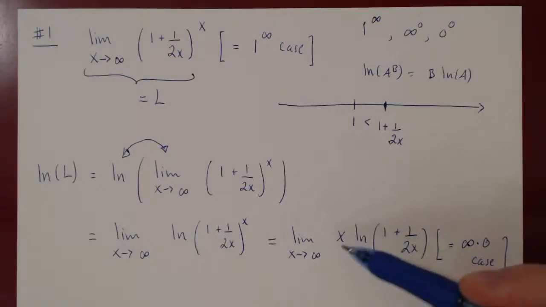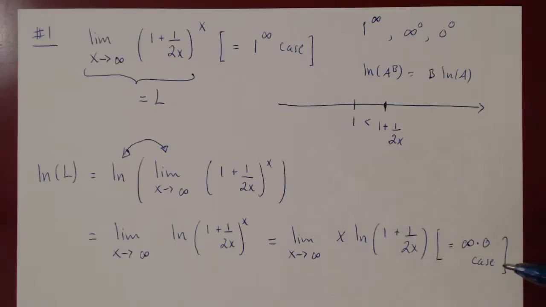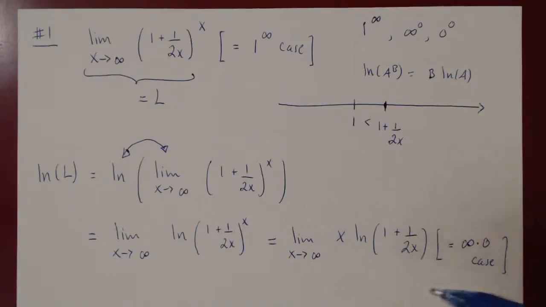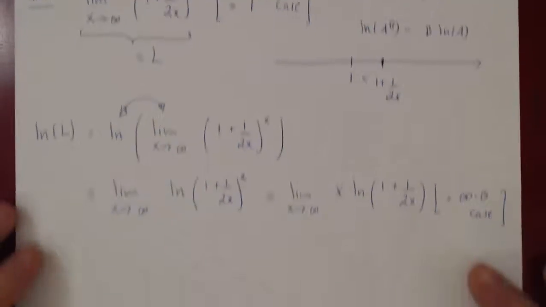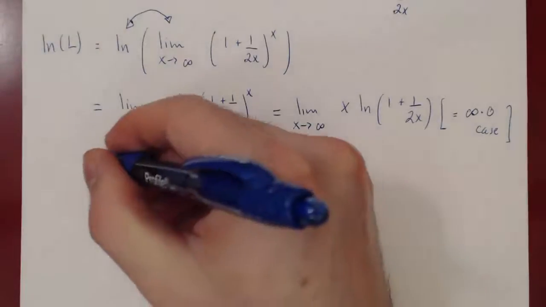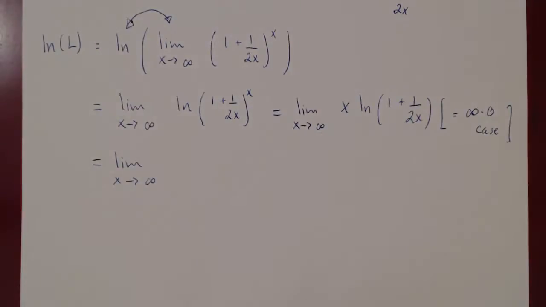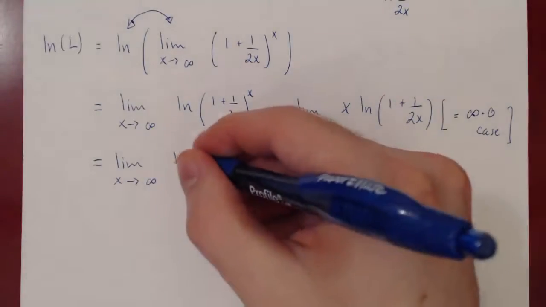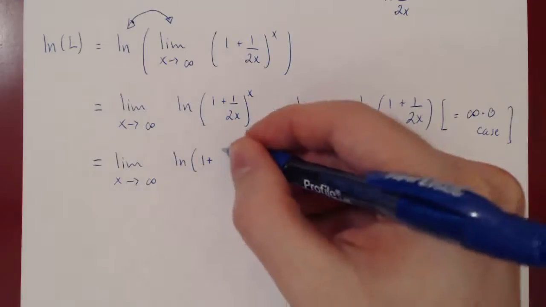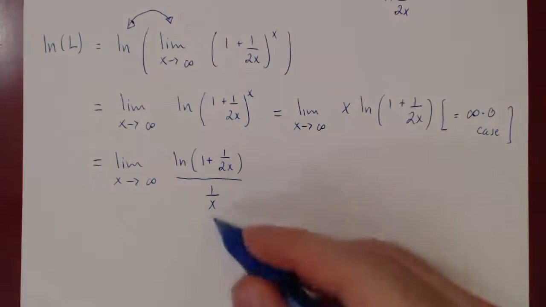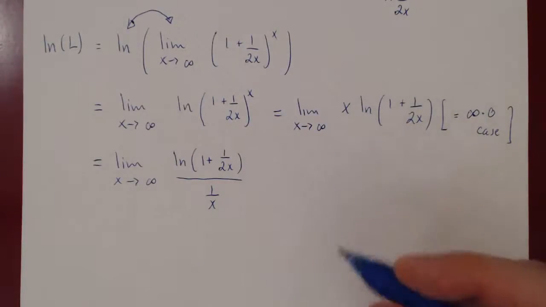We can send either term down, and then we'll be able to use L'Hopital's rule because we'll get either an infinity over infinity case or a 0 over 0 case. The rule of thumb is send the simpler term down, so we won't send the ln down, but we'll send the x down as a 1 over x. So we'll have ln of 1 plus 1 over 2x on top, over 1 over x, because of course if you divide by x, that's the same as multiplying by x.